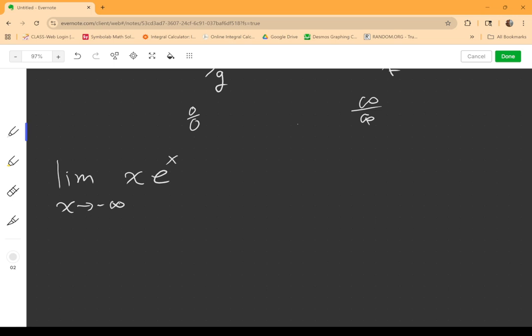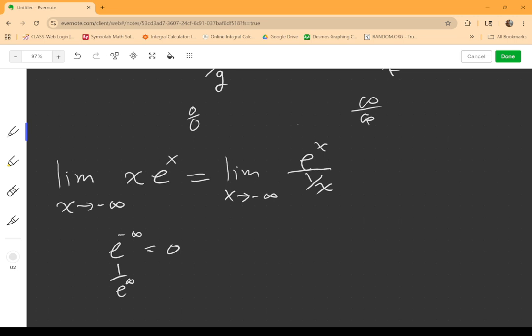So as x goes to negative infinity, x is going to negative infinity, but recall this is going to 0, 1 over e to the infinity. So that's a very large number, and 1 over a very large number is going to be 0. So I do have this product form, 0 times infinity. So what I can do is use this form here and rewrite it like this.